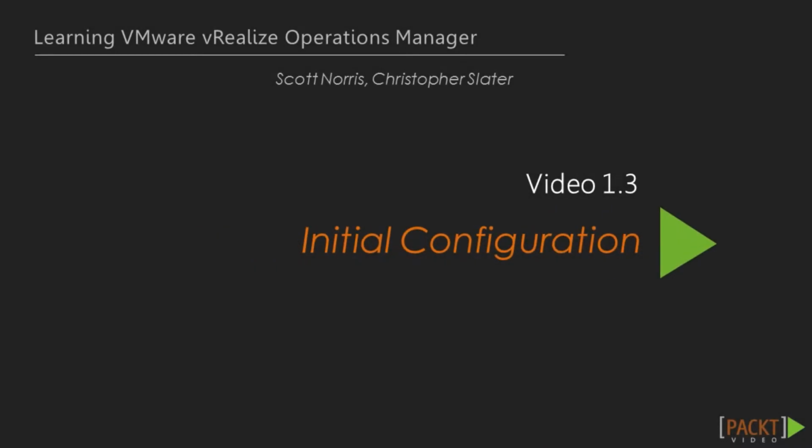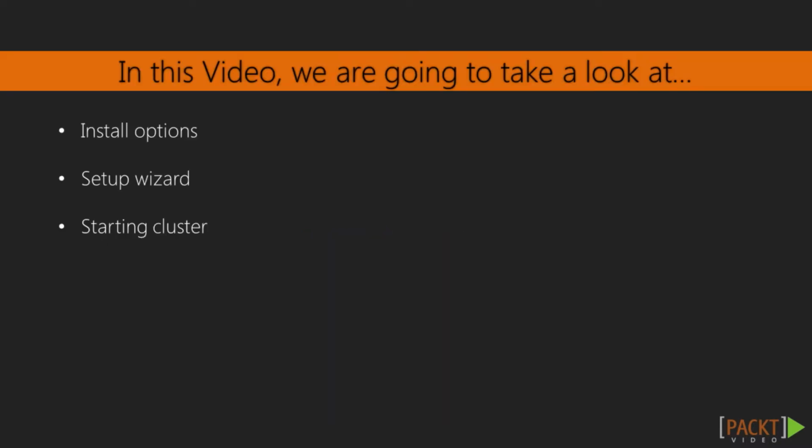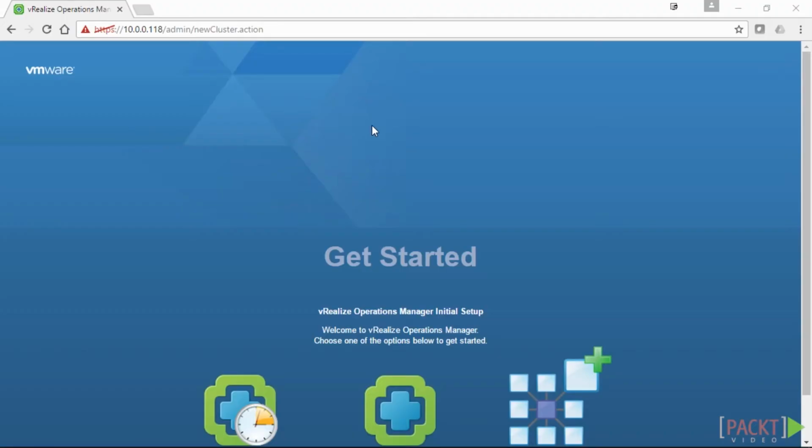In the last video, we saw how to deploy vRealize Operations Manager node through the vCenter web client. In this next video, we're going to take a look at the initial configuration, where we're going to have a look at the install options, the setup wizard, and then starting the cluster after that. For the initial configuration, we browse to the appliance that we've just deployed, and we'll get this getting started homepage.